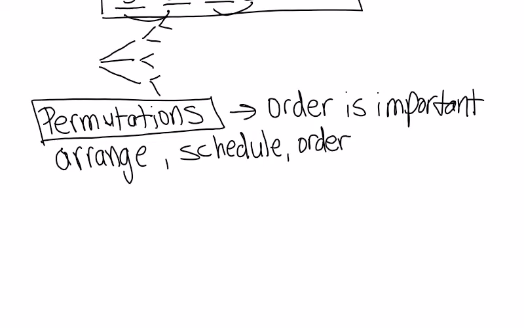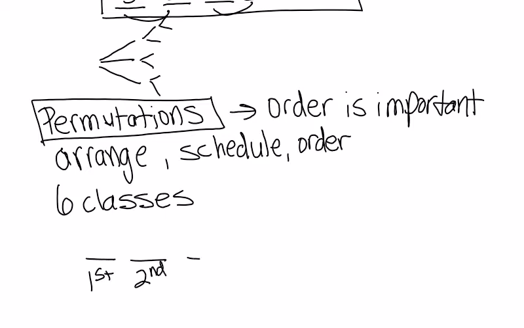So another example of a permutation would be if you had 6 classes in your schedule and we want to figure out how many ways can we arrange your schedule so that you have all 6 classes. So typically what happens is we're going to use that same idea of the counting principle. And we can say this is going to be your first period class, this is going to be your second period class, this is going to be your third period class, this is going to be your fourth period class, and fifth, and sixth.